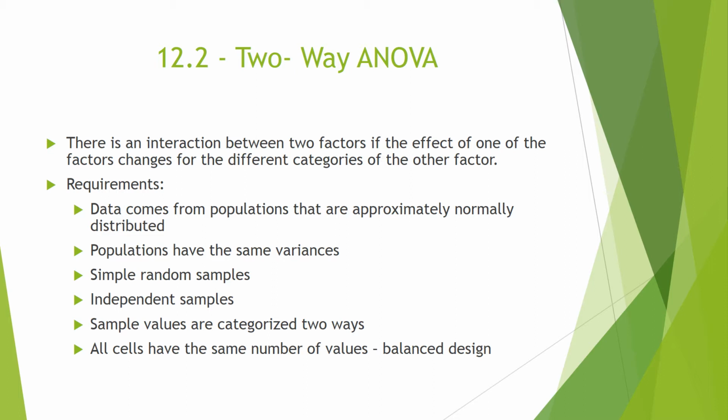The samples still need to be independent of each other, but now the sample values are characterized in two different ways. And it's important that all the cells have the same number of values. That was not as important in the one-way ANOVA. You could have had one sample being a sample of 10 and another one being a sample of 12. They should be approximately equal, but in this case they need to be completely equal.